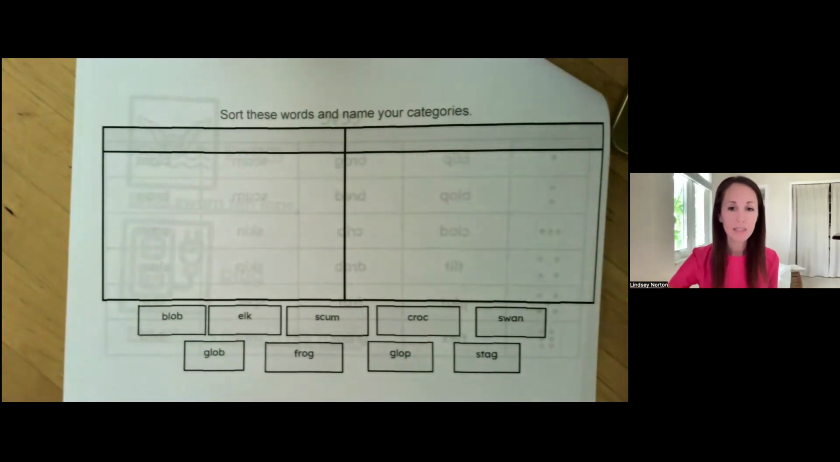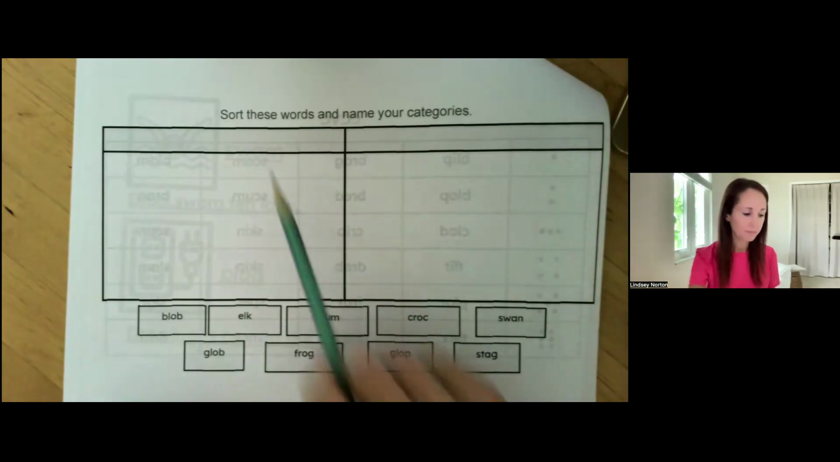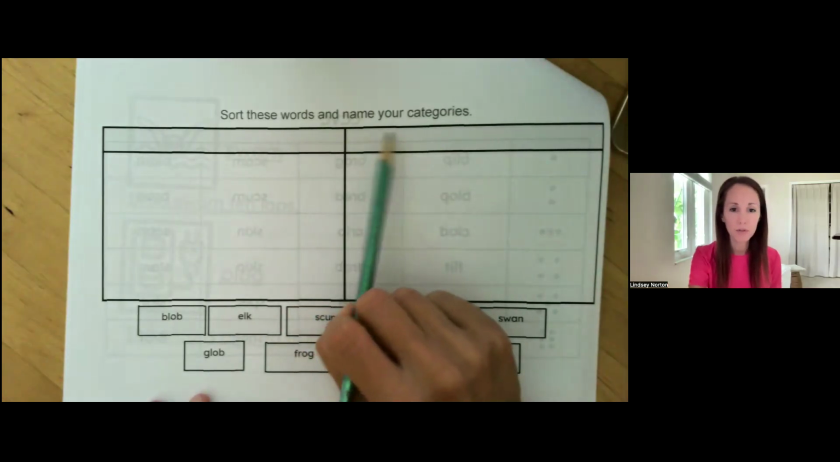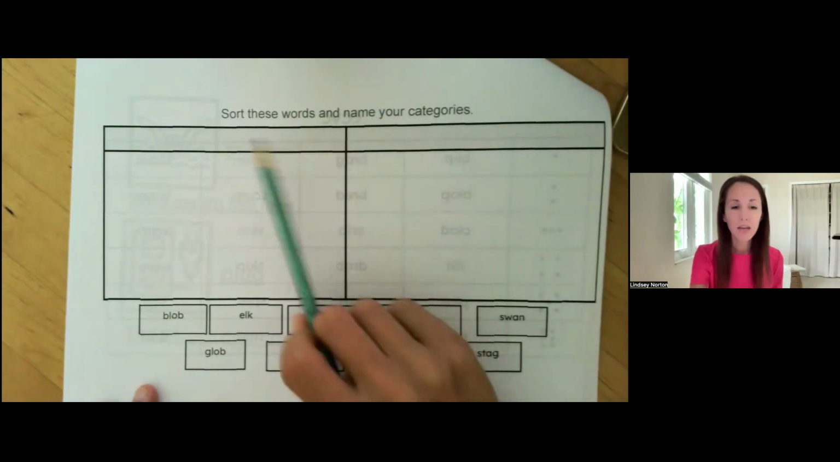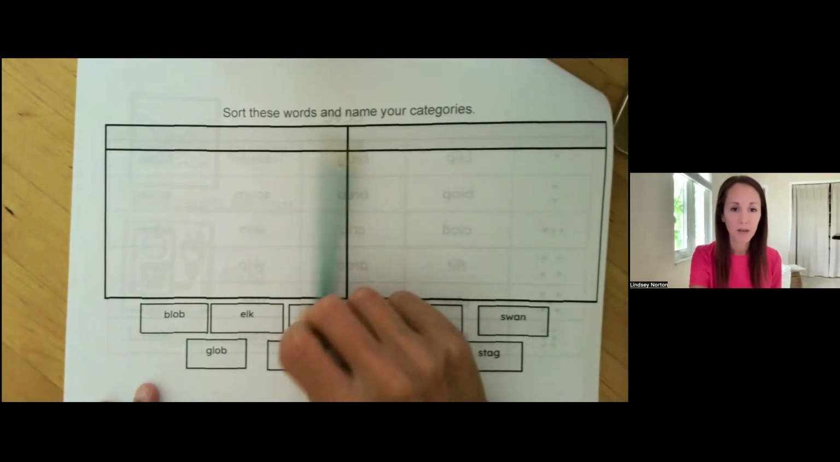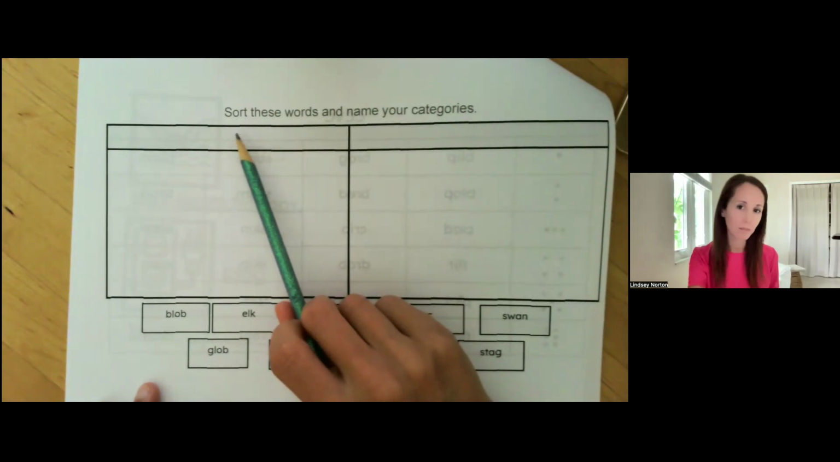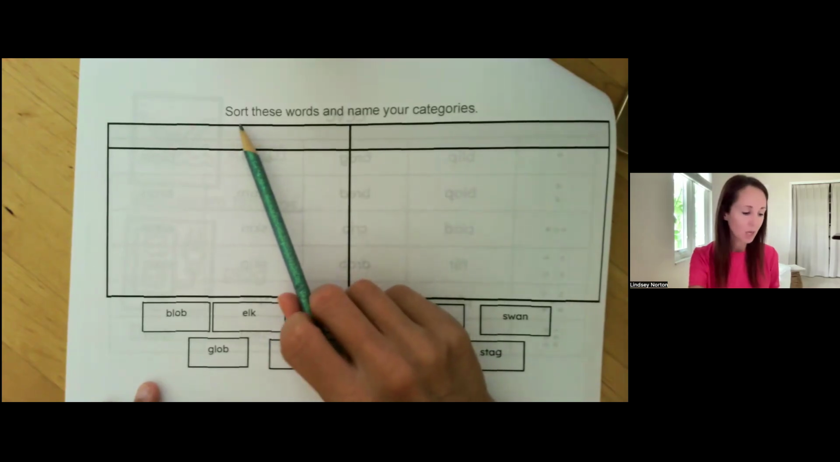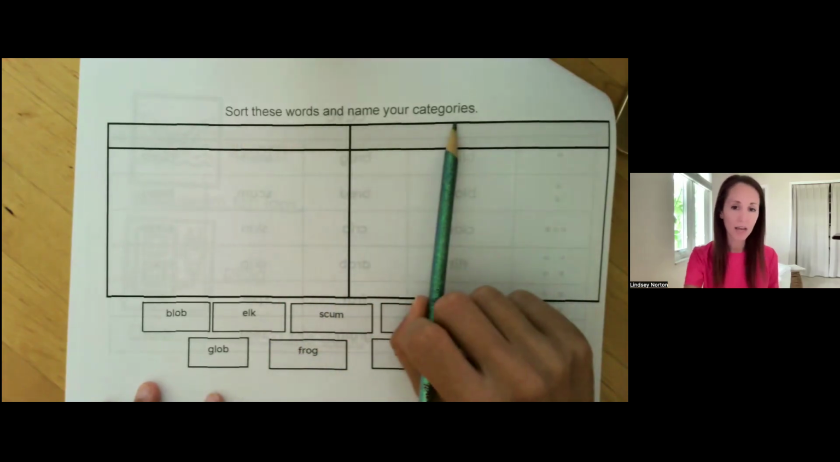So this is, like I said, a word sorting activity, and the first thing that I would ask the student to do is read the directions. If they were unable to read the directions themselves, that's okay. Then I would just read it to them and probably have them repeat it back to me. In most cases, I'll have them repeat it back to me.